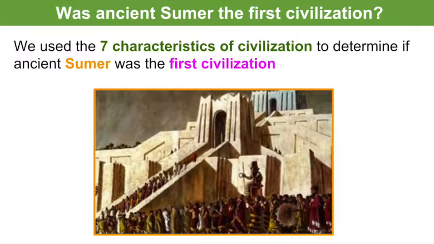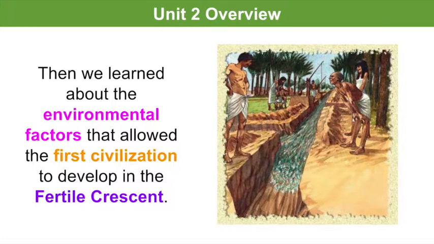We used the 7 characteristics of civilization to determine if ancient Sumer was the first civilization. Then we learned about the environmental factors that allowed the first civilization to develop in the Fertile Crescent.